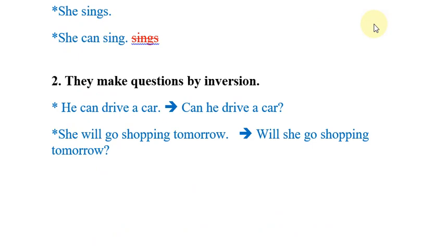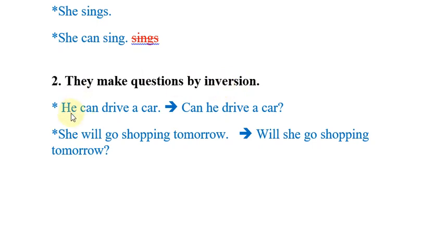Now let's get to rule number 2 for modal verbs. Modal verbs make questions by inversion. What is inversion? Changing the place. Change of place of what? Subject and the verb. Subject and the helping verb, the auxiliary verb.